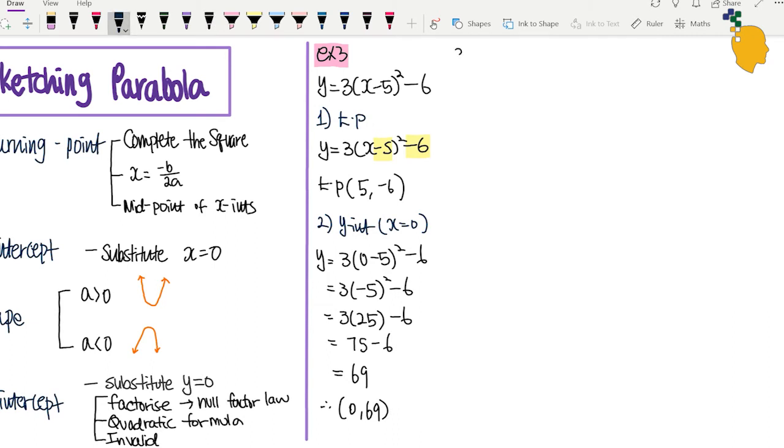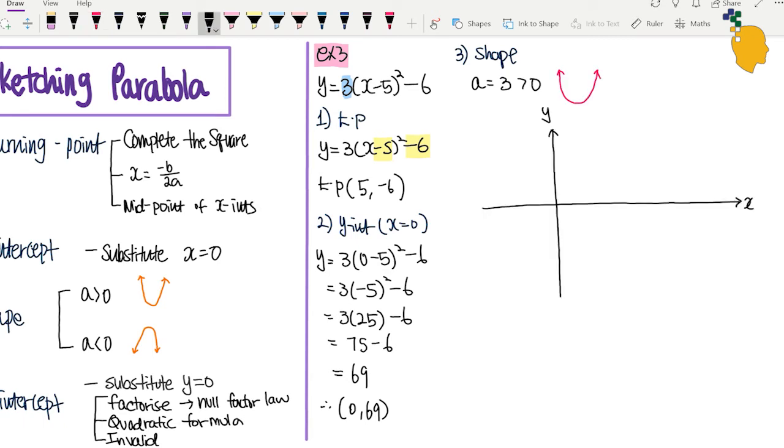And let's have a look at the shape. If you want to find the a value, look at the number in front of the bracket. We have the number 3. That is the a value. 3 is a positive value, so it's going to have a smiley face. So let's put down our turning point, y-intercept, and shape. The turning point is again 5, negative 6. The y-intercept was 69. And draw a smiley face, and as you can see, we need to find the x-intercept.